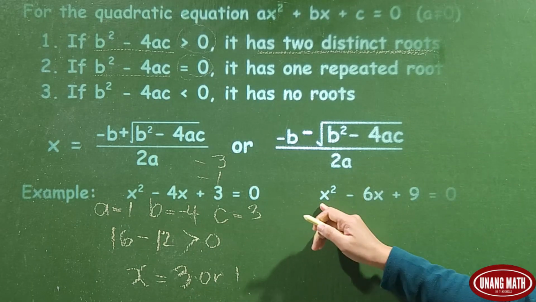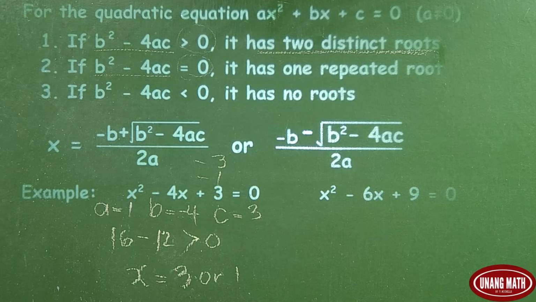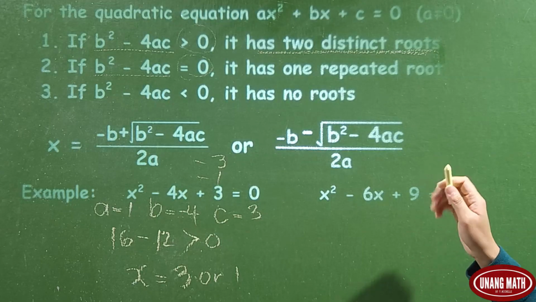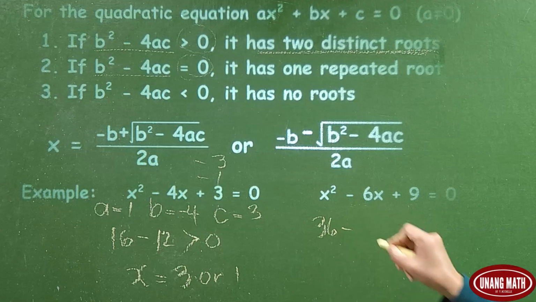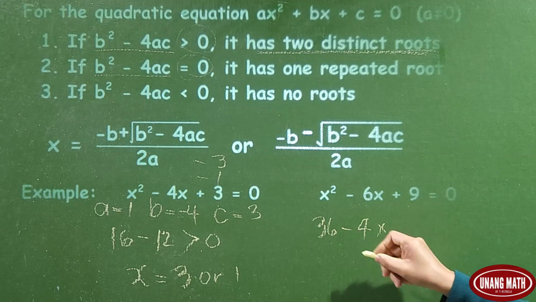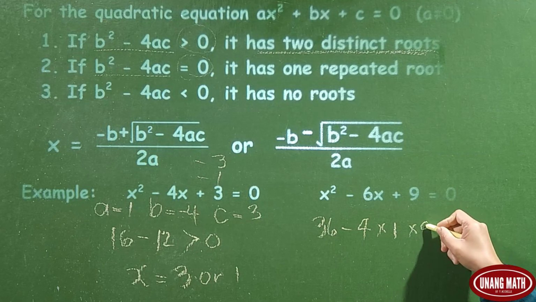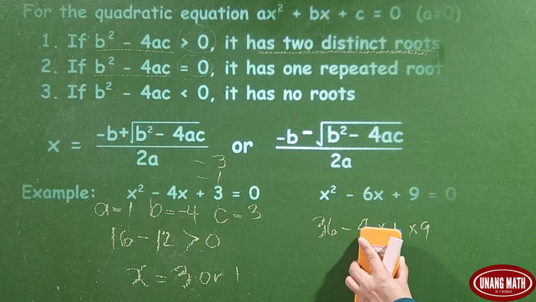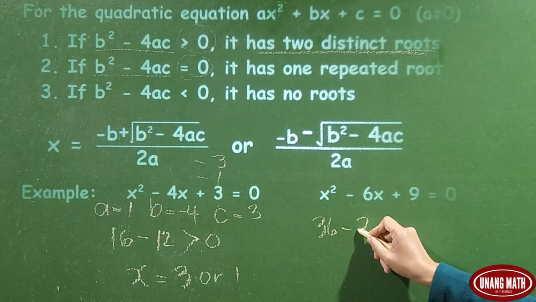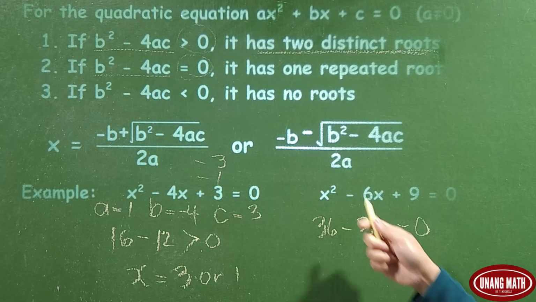Okay, what about x squared minus 6x plus 9 is 0? Using the discriminant, b squared, so -6 squared is 36, minus 4 times a, which is 1, times c, which is 9. 4 times 1 times 9 is 36. So that means 36 minus 36, which is equal to 0.